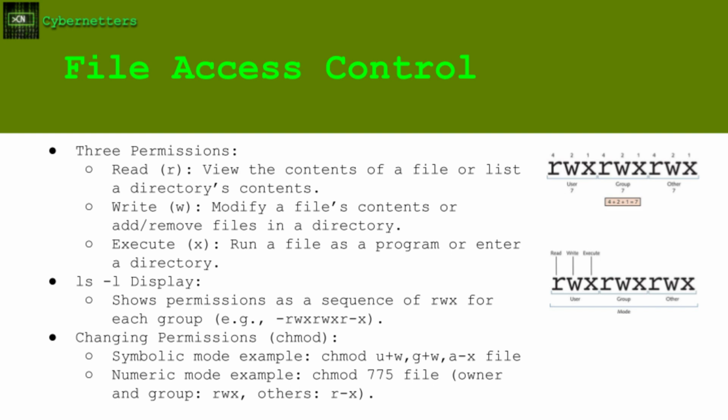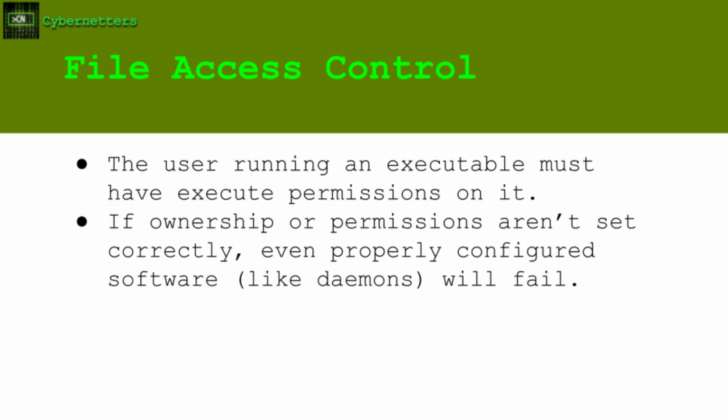So think of it like setting a security keypad. Each number represents a different level of access. Setting proper permissions protects files from unauthorized access while allowing collaboration when needed. Some things to note here for file access control: if a user tries to run a program but doesn't have execute or X permission, it will not work. And even if software is properly configured, like daemons, it will fail if ownership or permissions aren't set correctly.